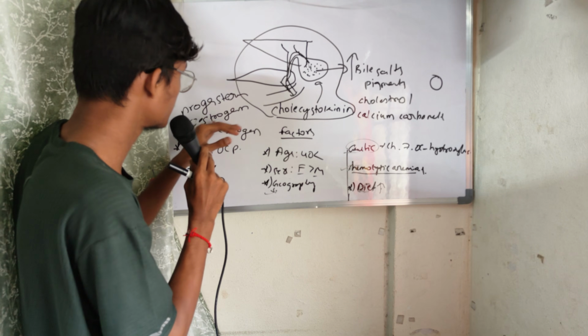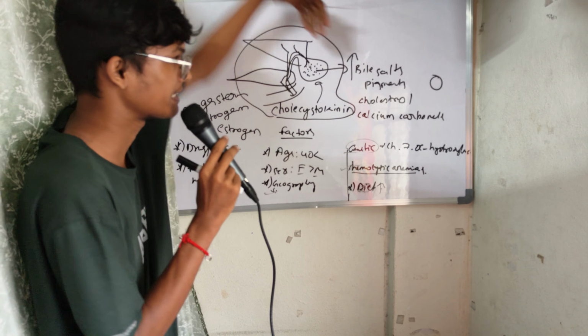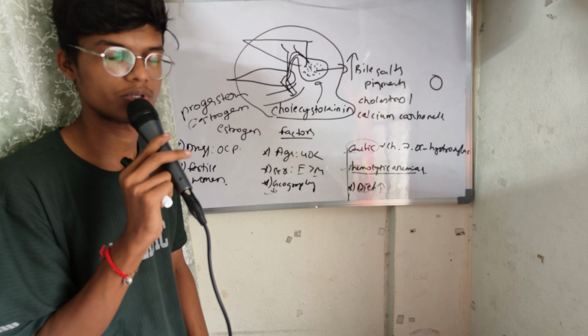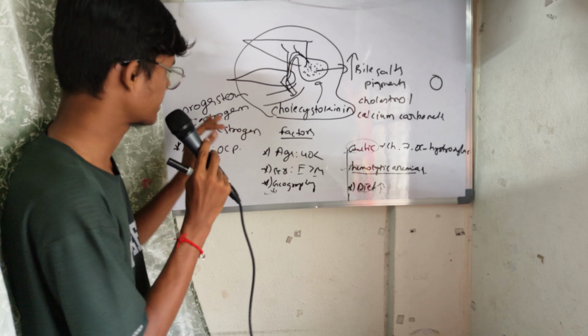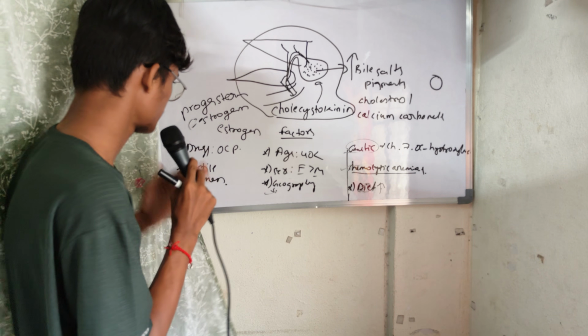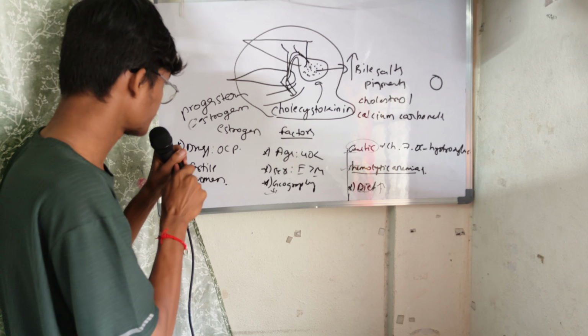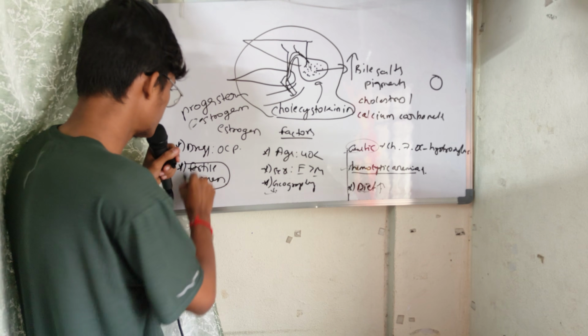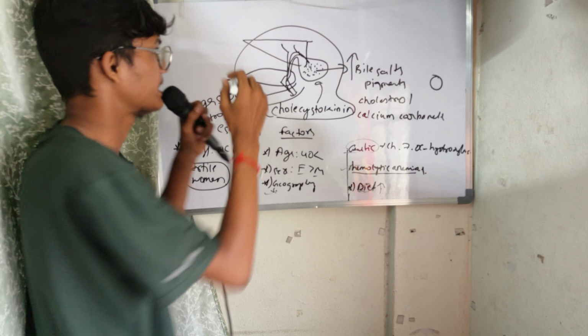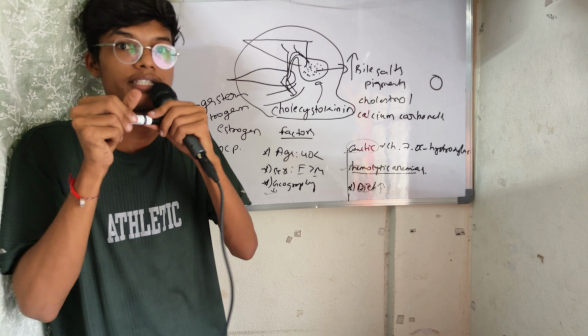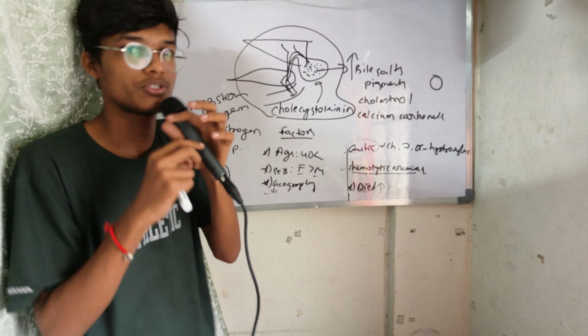What does estrogen do in normal women? It increases the secretion of cholesterol into the bile. The same thing happens here also. And in fertile women, the most important thing is the increase in two hormones, progesterone and estrogen.